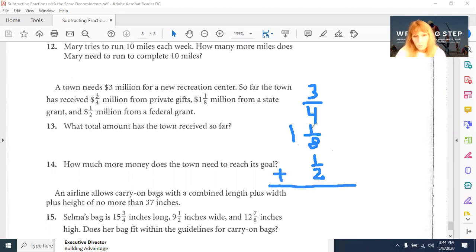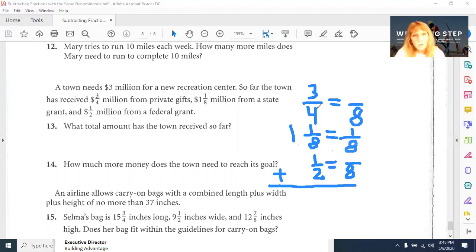Now we have no numbers on the bottom that are the same. So we have to first change every one of the fractions to have the same bottom number. So I see that 8 is going to work for all the numbers because 2 will go into 8, 4 will go into 8, and 8 can just stay 8, right? So this will just stay 1/8. Just rewrite that over here.